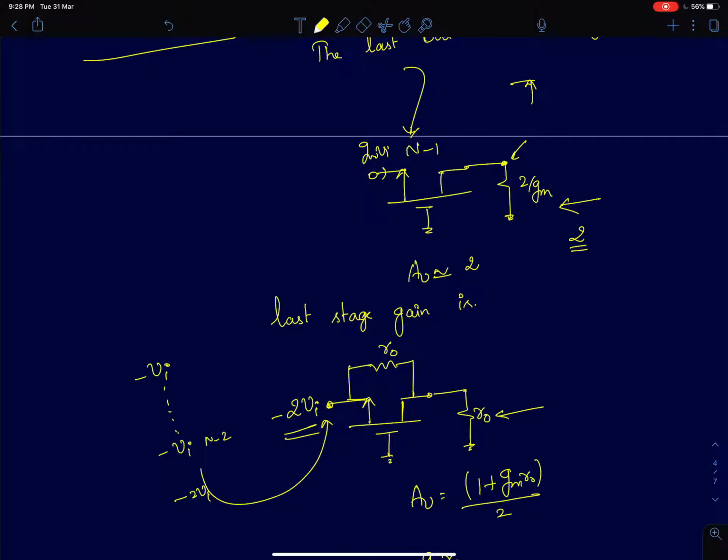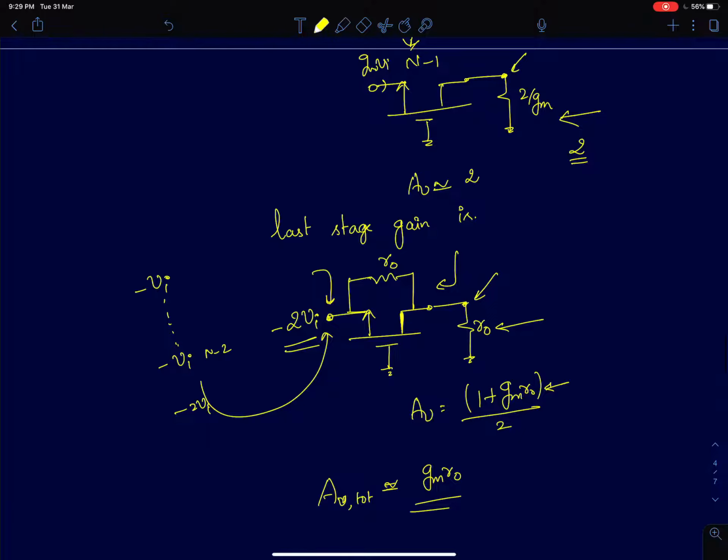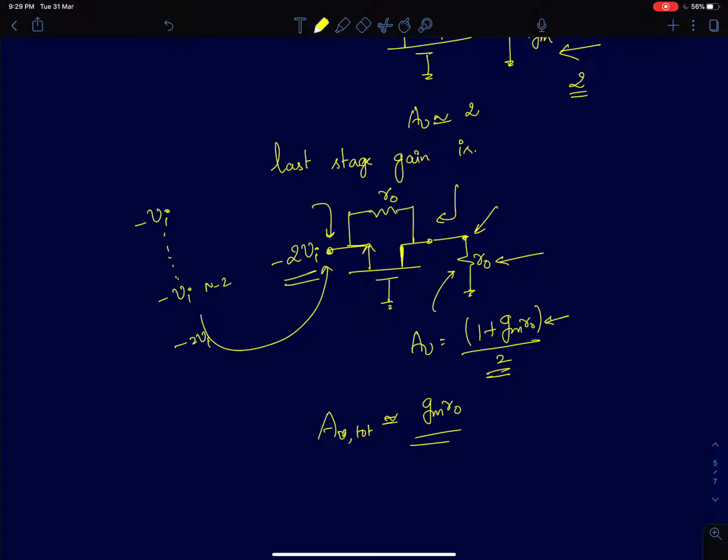And finally at the last output, if you refresh your memory as to what we did for common gate amplifiers, the output resistance of this amplifier is R0 if I am driving it with a voltage source at this point. So intrinsic gain is 1 plus gm R0 and output resistance is R0, load is R0, so you get a factor of half here. So that 1 plus gm R0 by 2 into 2 will be 1 plus gm R0, which is approximately equal to gm R0 itself. So the total gain, with a minus sign here, is simply minus gm R0.